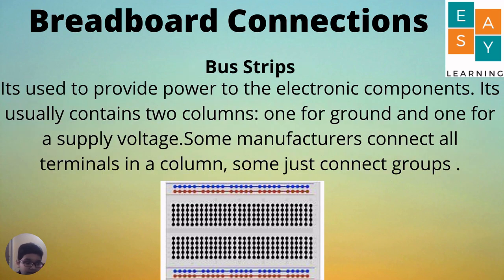Bus strips. Bus strips, power junctions, or power rails are used to provide power to the electrical components. It usually contains 2 columns, one for ground and one for supply voltage. Some manufacturers connect all the terminals in a column, or some could just connect a few groups of 5 pins.